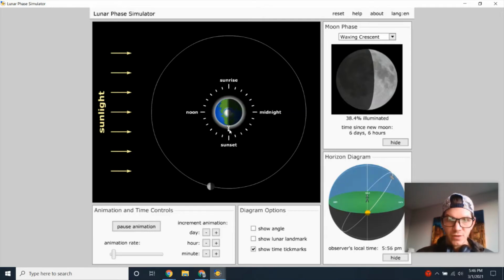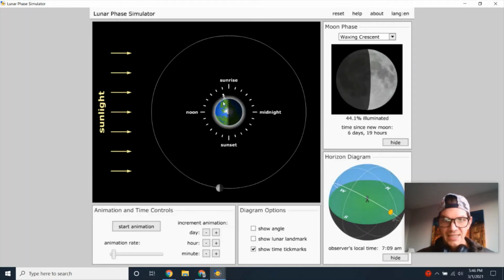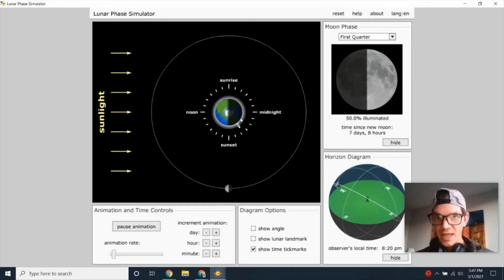So on Earth, we experience day and night because of that. If I was an observer standing here, when I'm on the darkened half of the Earth, I'm experiencing nighttime. When the Earth rotates on its axis and the observer moves into that lit portion, they're going to experience daytime. And as the Earth continues to rotate and the observer moves into the darkened half of Earth, they'll experience nighttime.